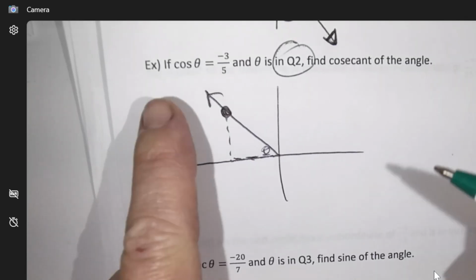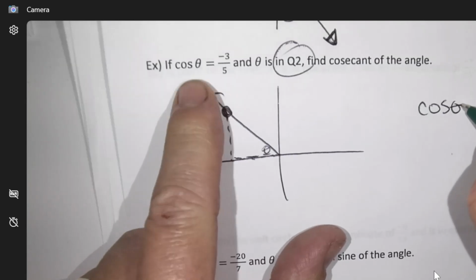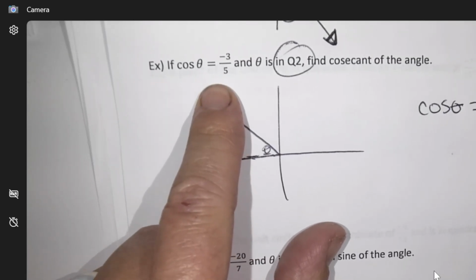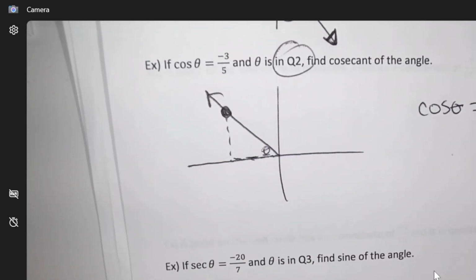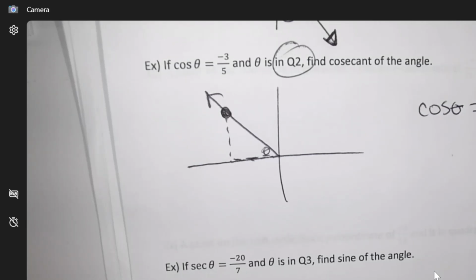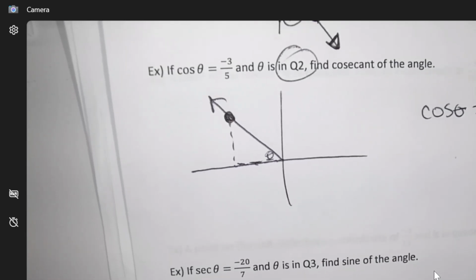Okay, I told you this. I told you the cos trig value was a negative 3 over a 5. That was given. Where does that go on my triangle? So which letters is the 3 part on and the 5 part on?